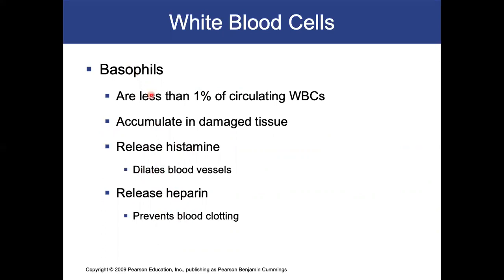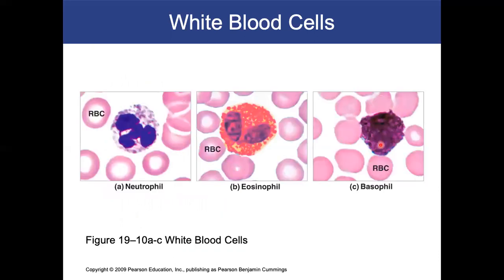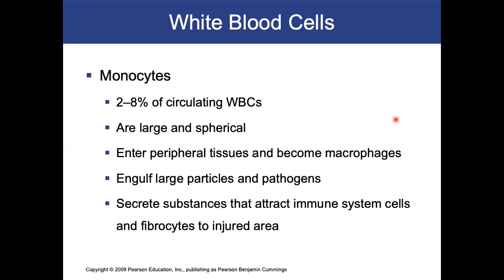And that's why you can't see the nucleus, because they also have serotonin, which kind of calms things down. And here's your basophil. And you can't see the nucleus because they have so many grains. They have histamine, heparin, serotonin. Monocytes, they enter peripheral tissues and become macrophages. They engulf large particles and pathogens. They secrete substances that attract the immune system and fibrocytes to that damaged area.